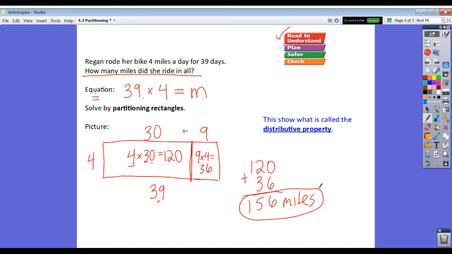Okay, so I had my plan, I solved, and I'll check. Did I answer the question, how many miles did she ride in all? Yes, check. And does it seem reasonable that she would ride 4 miles a day, not 39 miles a day, that would be a lot of miles, 4 miles a day for 39 days? Yeah, that could be 156 miles. It's not like I got something crazy like 3,000 or an even larger number. That seems to make sense. And this shows what's called the distributive property of multiplication, but more on that in a moment.